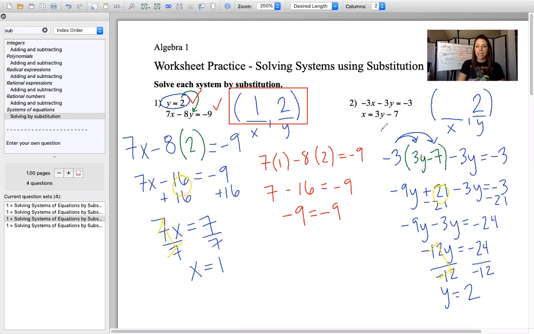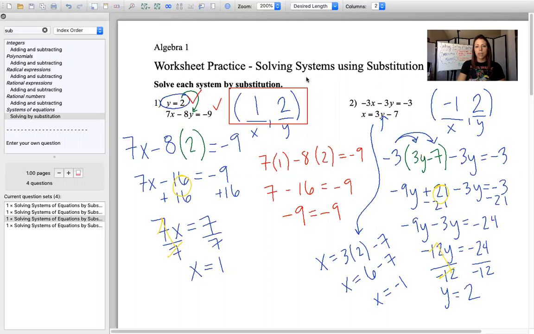It looks to me like it would be easier to plug in y equals 2 in that second equation. So that's what I'm going to go ahead and do down here. I'm going to take that equation. I now know that y is 2, so I'm going to plug that in. That gives me x is 6 minus 7, and 6 minus 7 is negative 1. So it appears my solution here is negative 1, 2.